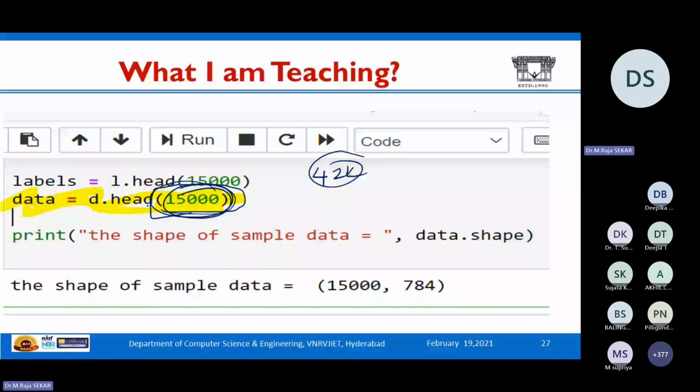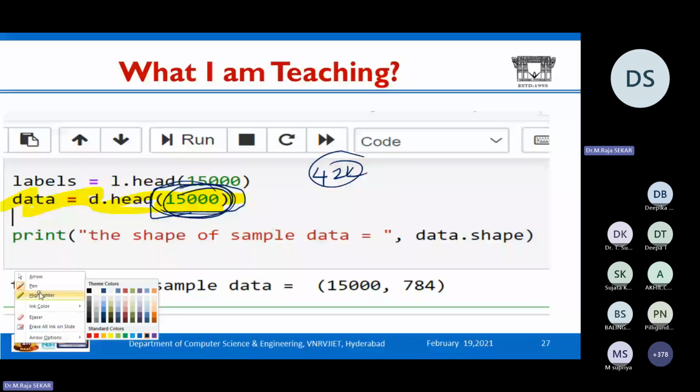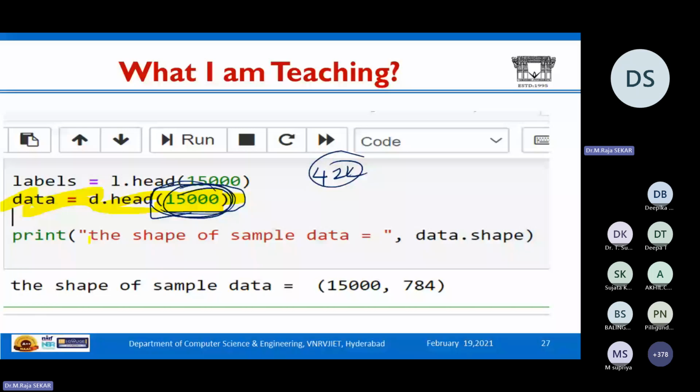Yes. Now what am I doing? Just see, my dear friends. See the shape of the sample data. Originally, you have 42,000 images. Now I collected a sample. What is the shape? 15,000 by 784. Original is 42,000 by 784. Now I have a dataset whose size is 15,000 into 784, isn't it?